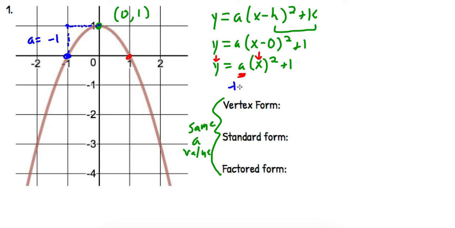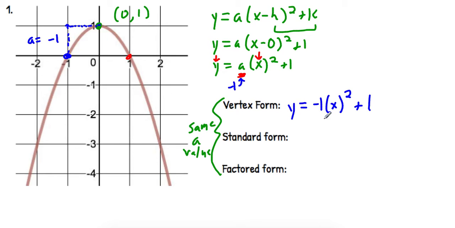So that means this a is going to be a -1 here, and I'm ready to put my final vertex form all together. Let's go with y equals -1 times x squared plus 1. And that's my vertex form. Done. Next is standard form.